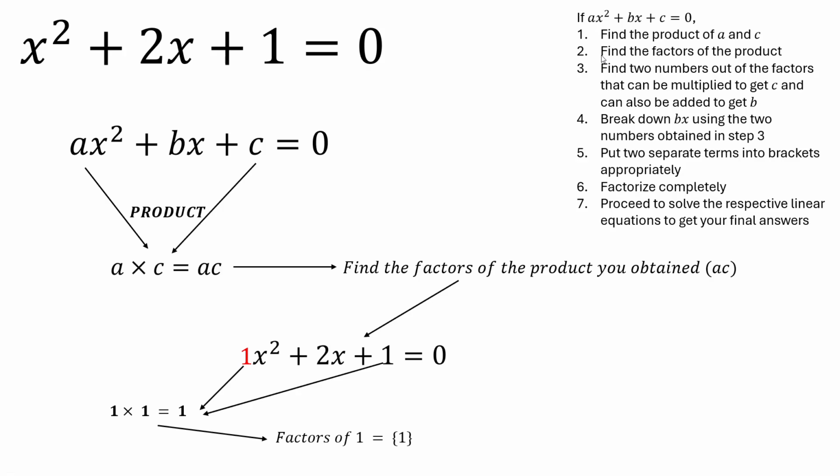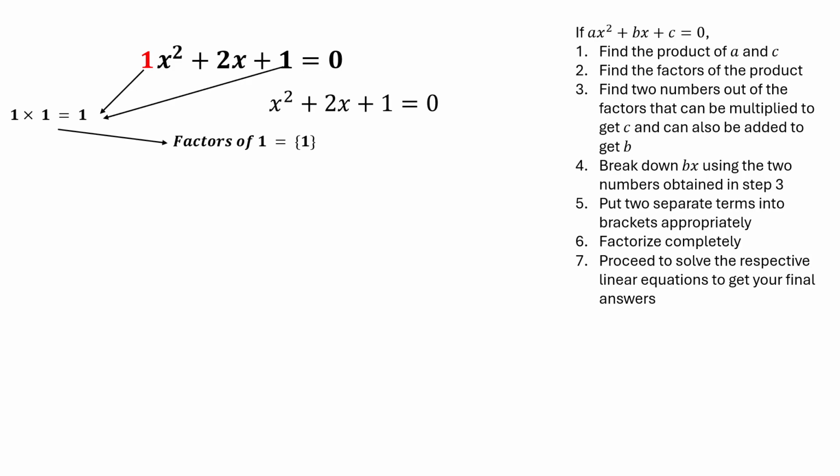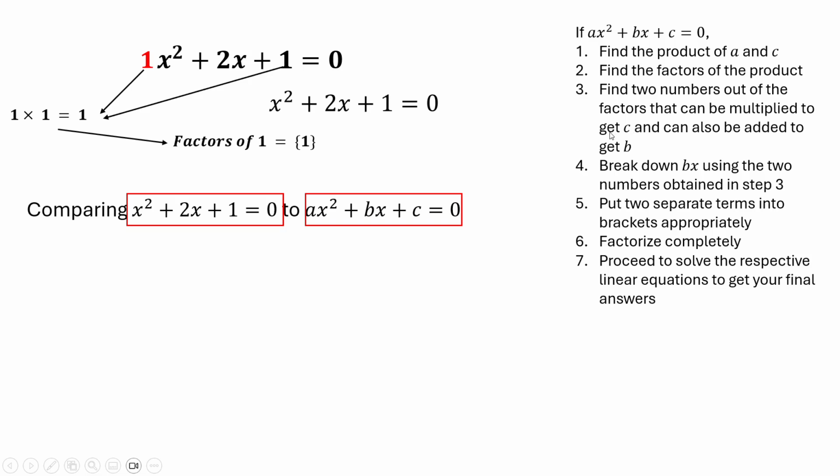Now we move on to the third step, where we find two numbers out of the factors. Okay, so the factors of 1 we had over here, we just look for two numbers out of those factors, and then those two numbers should be such that if we multiply them we get the c, which is the constant.